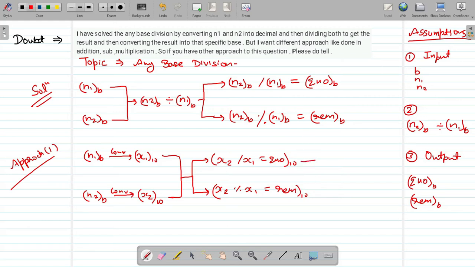Now we want to convert them back. So see, we can convert them into base b again.